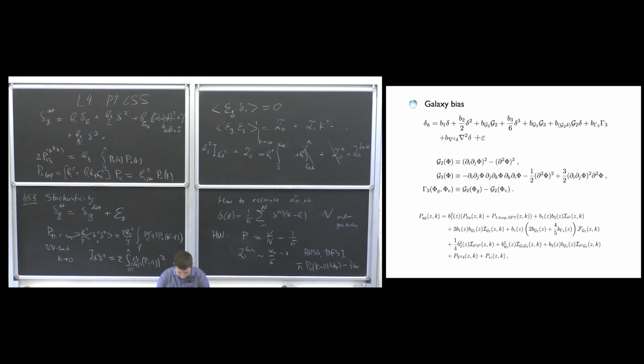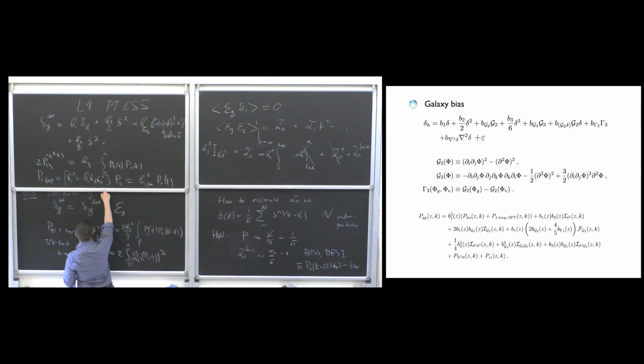All right. So I think that this will be it with the biased tracers. Let me see if there are questions. Okay. If not, let's move on to our last topic, which is redshift space distortions.